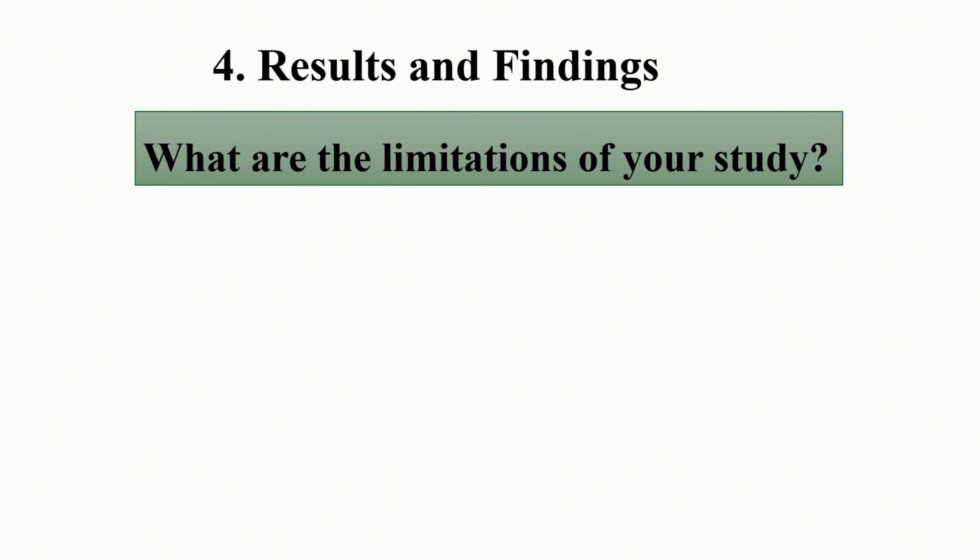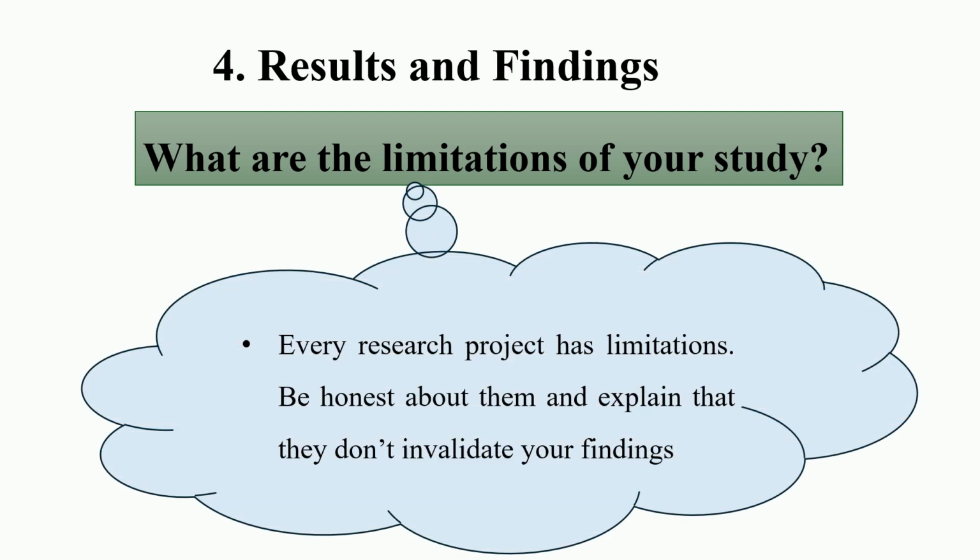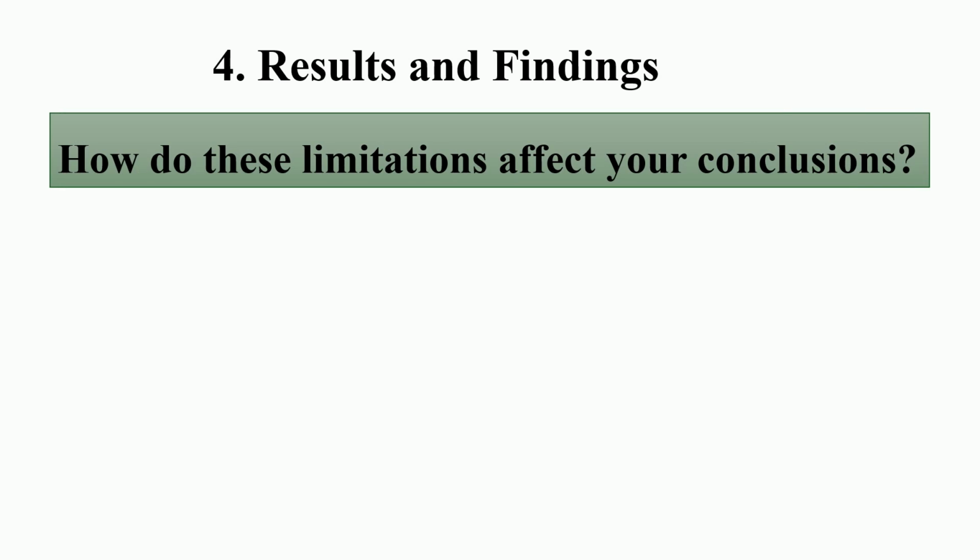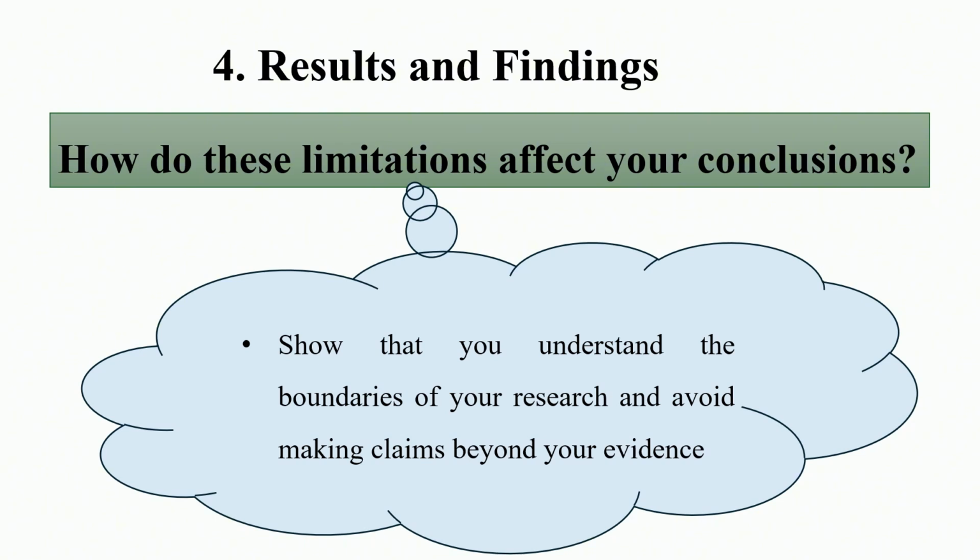Another important question is, what are the limitations of your study? Every research project has limitations. Be honest about them and explain that they don't invalidate your findings. Finally, how do these limitations affect your conclusions? Show that you understand the boundaries of your research and avoid making claims beyond your evidence. Acknowledging limitations doesn't weaken your study. Instead, it demonstrates honesty, scientific integrity, and clear understanding of your research boundaries. Focus on explaining not only what you found, but also why those findings matter.